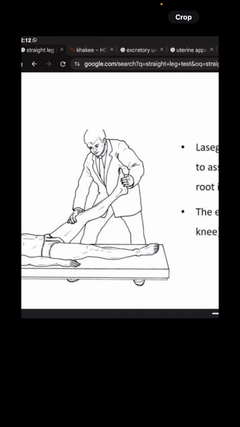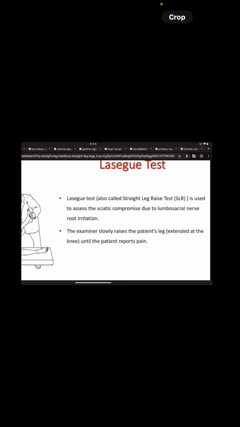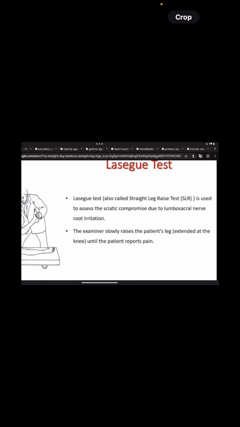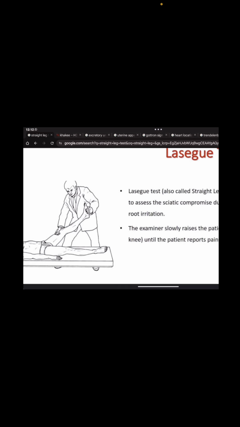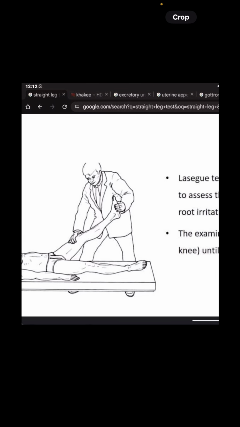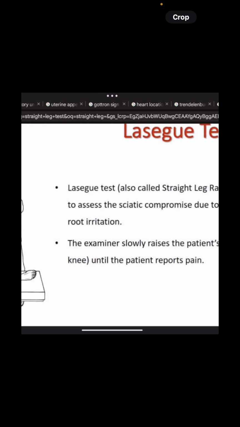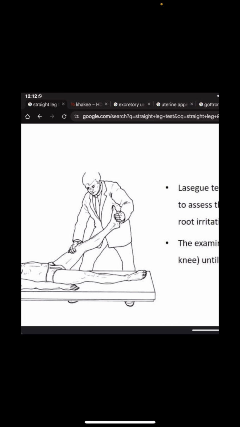Next is Lasegue test. So Lasegue test is also called the straight leg test, which is used to assess the sciatic compromise due to lumbosacral nerve root irritation. The examiner will slowly raise the patient's leg, extending the knee, until the patient reports pain. So Lasegue test is positive when the patient reports the pain on the elevation of the leg.